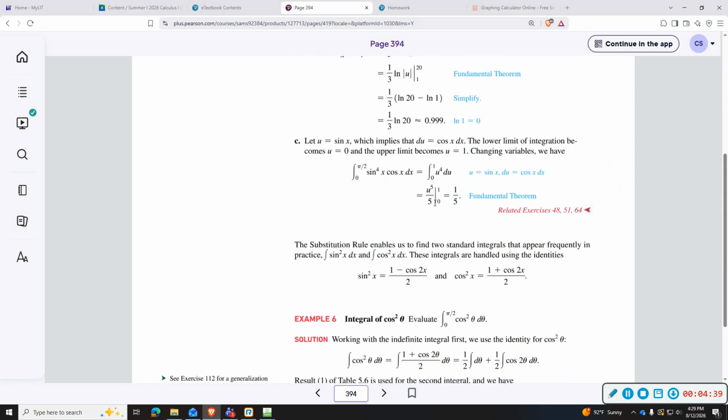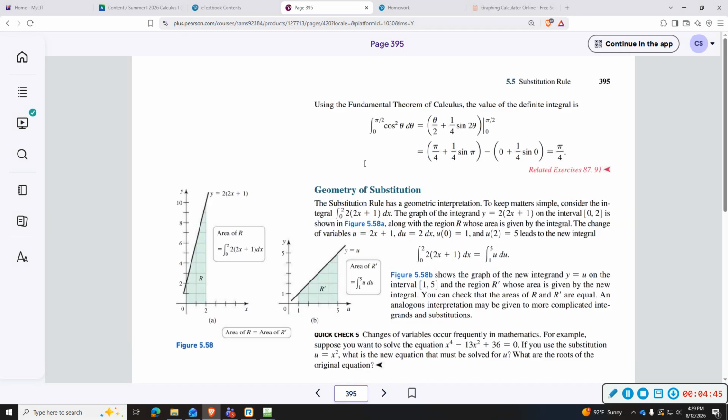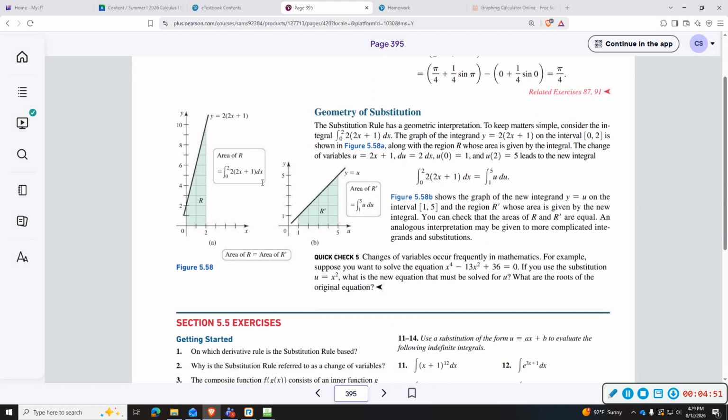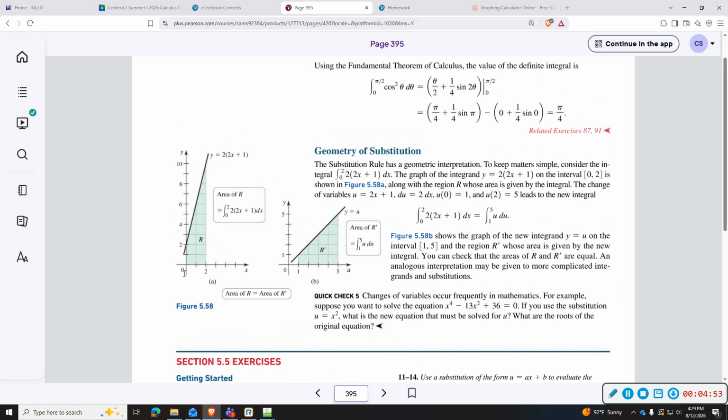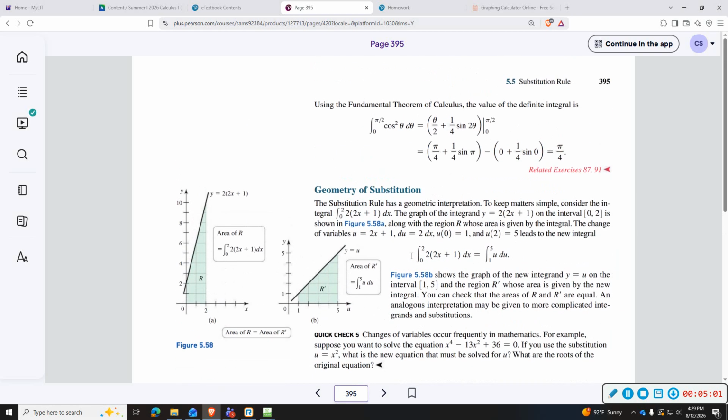And here's some more examples using some trig functions as well. And then we also have geometry substitution. So if you want to view a problem where we can find the area under the curve using geometry, here's an example of that. But with that, we're going to go ahead and jump in and solve some problems.